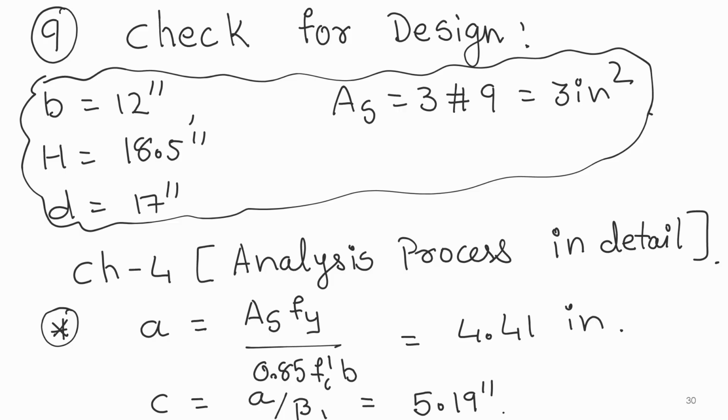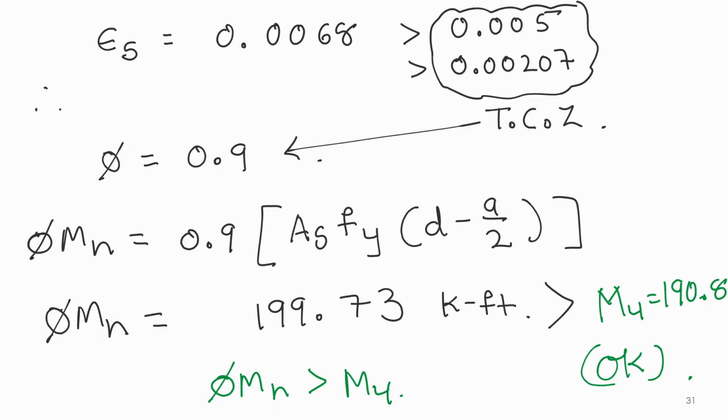The next step, we have to check the design. So everything we did for a singly reinforced concrete section before, we need to find the depth of the Whitney block and the location of the neutral axis. So this is chapter number 4. Using our values, it will be 4.41 for the depth of the Whitney block, and we have the location of neutral axis to be 5.19.